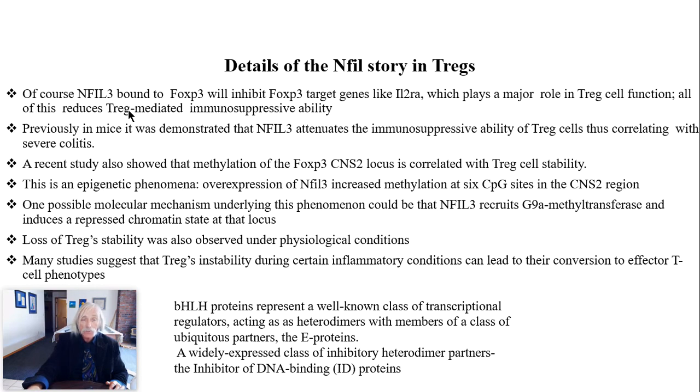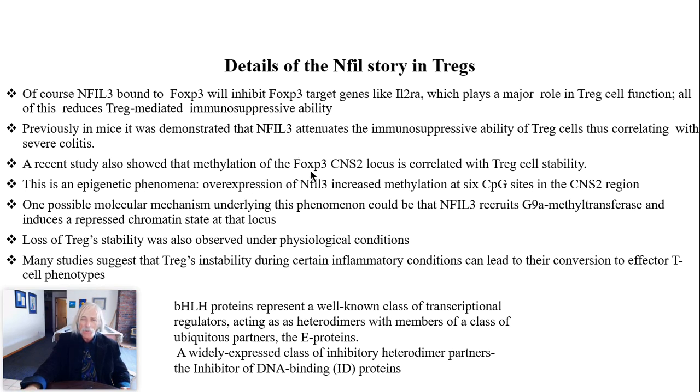All this reduces, when that binds, Treg mediated immunosuppressive ability. So Inhibitor of Differentiation 3 is a bad player, right? It's a bad soldier if you want Tregs to be functional. If you don't have good Treg functionality, you get runaway inflammation, including autoinflammatory diseases, where we're ultimately going to eventually, I promise. Previously in mice, it was demonstrated that Infil-3 attenuates the immunosuppressive ability of Treg cells, thus correlating with severe colitis. Okay, we said this before.